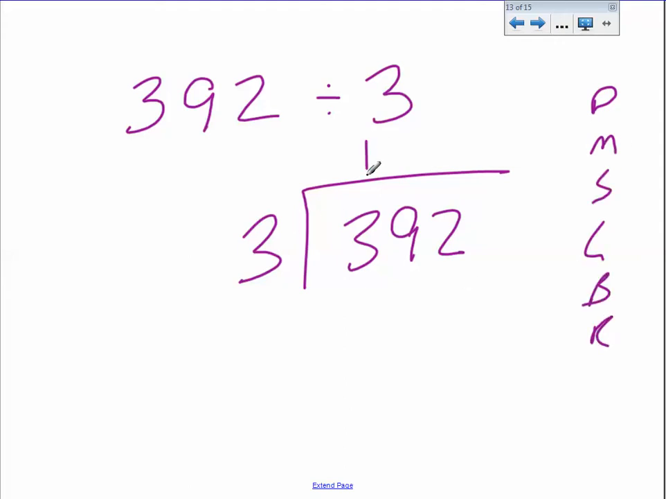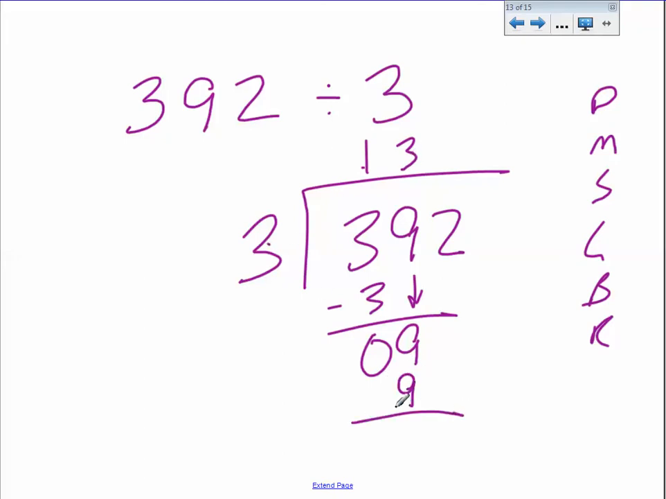3 into 3, 1 time. 1 times 3 is 3. Multiply, subtract, 0. Bring down 9. 3 can go into 9 3 times. 3 times 3 is 9. Subtract, bring down 2. Now, a lot of people right here stop and they go, oh, the answer is 13 because 3 can't go into 2.